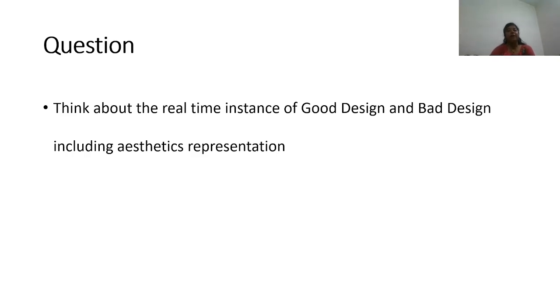Now, after seeing the two instances considering the good design and the bad design, now it's the question for you all: think about any real-time instance of good design and bad design which will represent the aesthetics information. So all of you, I kindly request you to write down your real-time instances in the chat box. It should cover the aesthetic representation, and it should be for both the good design and the bad design.